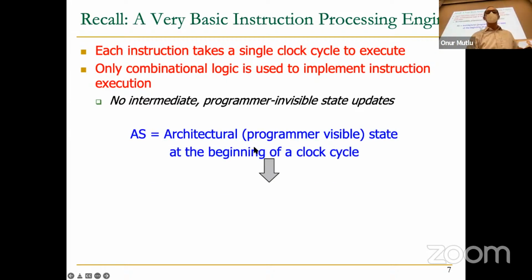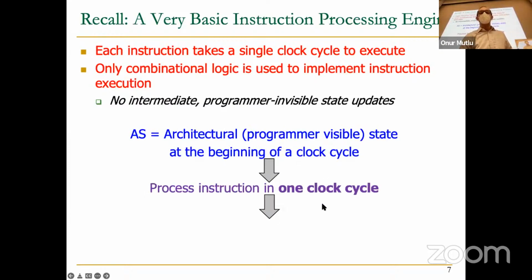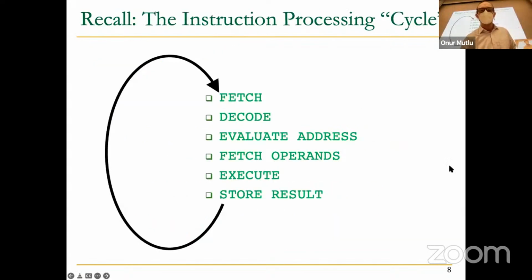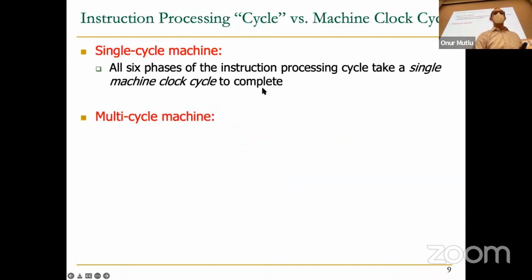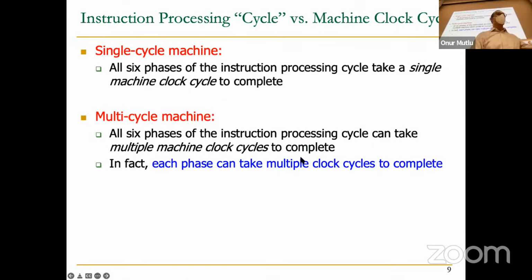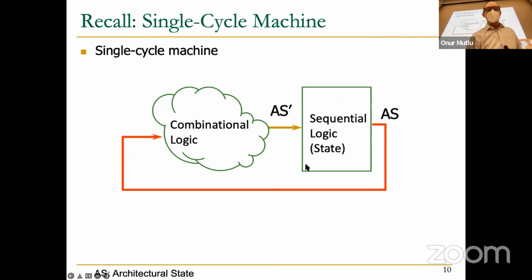We have an architectural state, and the process instruction step happens in only one clock cycle, and at the end, the processing in the machine produces architectural state prime according to the specification of the instruction. Remember, this is what happens in the process instruction stage. It consists of multiple steps, and you've seen this many times. We're going to build a single cycle machine. All of these 6 phases of the instruction are going to take a single machine clock cycle to complete. Later, we're going to see the multi-cycle machine where each of the phases will take multiple machine clock cycles to complete. This is all a review. You've seen all of these slides before, actually, yesterday. But basically, this is what we're going to build.